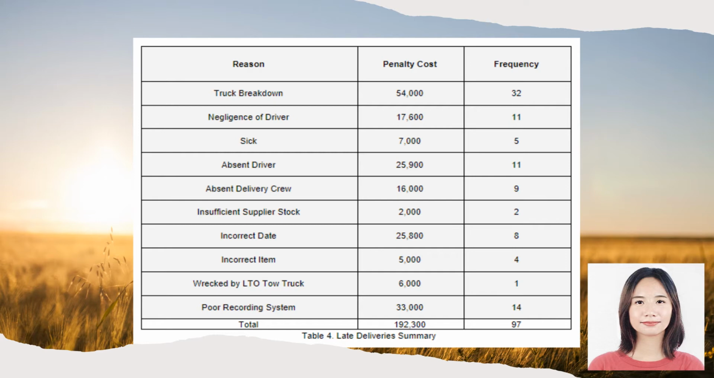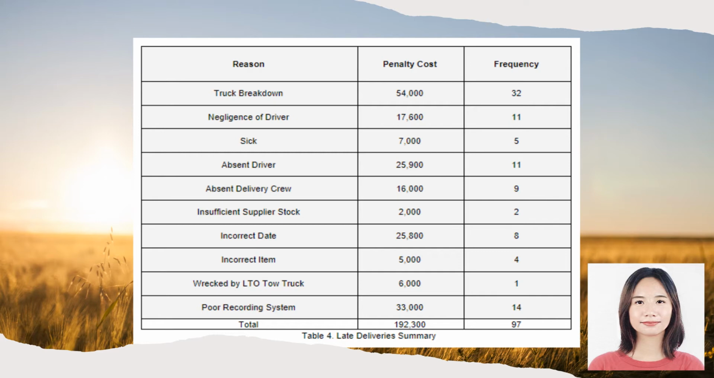Assuming the penalty costs remain constant, the company may incur a loss of 192,300 pesos per quarter or 769,200 per year on penalty costs alone. Adding up the value of the penalty cost and the total opportunity loss may take a toll on the company's financial status, hence the company needs to address the late delivery issues.